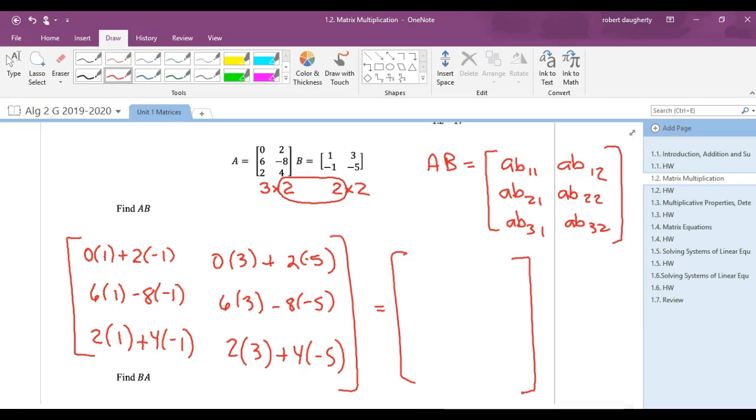Okay. So let's do this. 0 minus 2, what number is that? -2. 0 minus 10, that's -10. 6 plus 8, 14. 18 plus 40. We'll go with 58. 2 minus 4, -2. 6 minus 20, -14. Okay, and that's our answer.